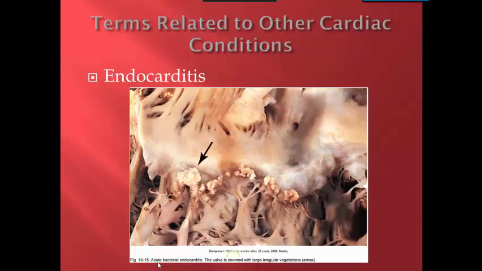Endocarditis can be viral or bacterial, and endocarditis is inflammation of the inner lining of the heart, and that's also where the valves are. So you can get these little cauliflower-looking vegetations on the valve, and that can prevent the valves from closing completely.